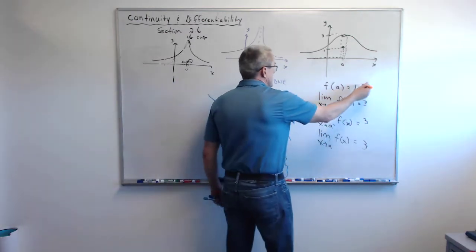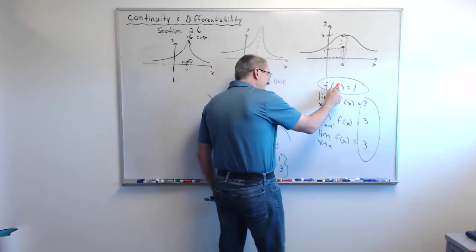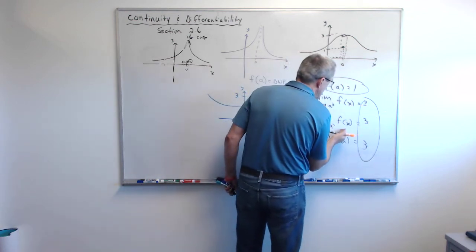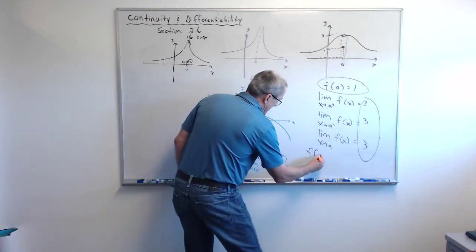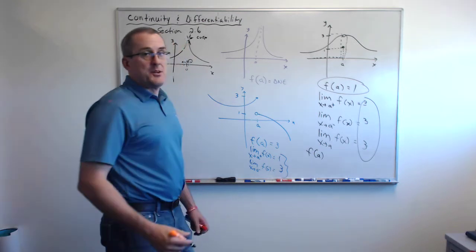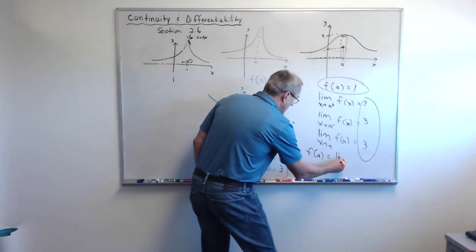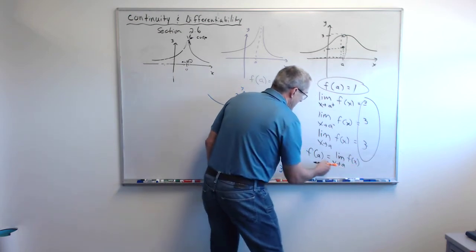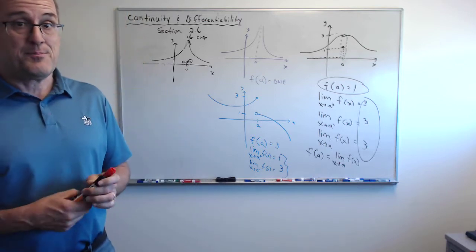But the issue is this. In order for a function to be continuous, what happens at x equals a has to be the same as what happens when x is nearby to a. So here's what we say. In order for a function to be continuous at x equals a, f of a has to equal the limit as x approaches a. If both of those two things are equal, the function's continuous at x equals a.